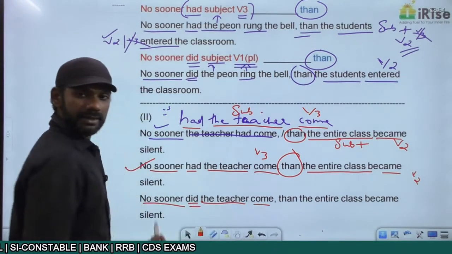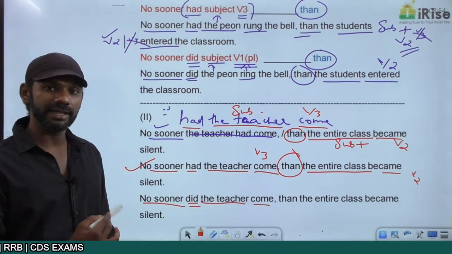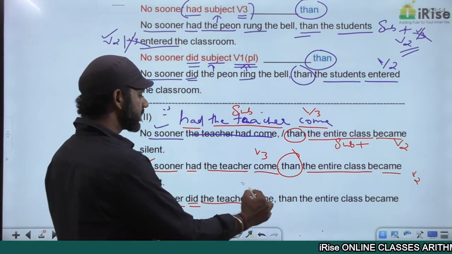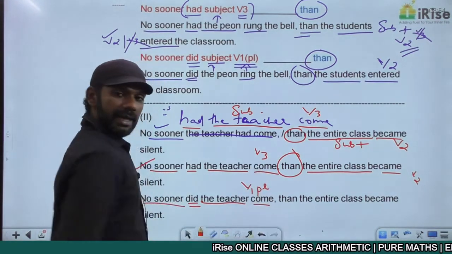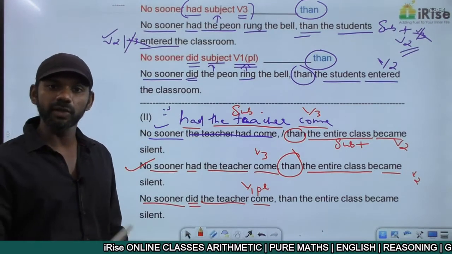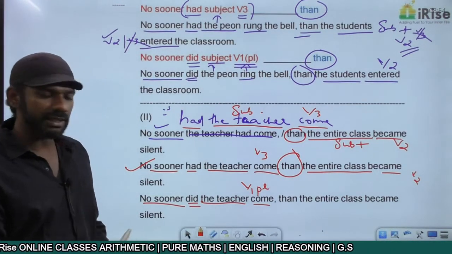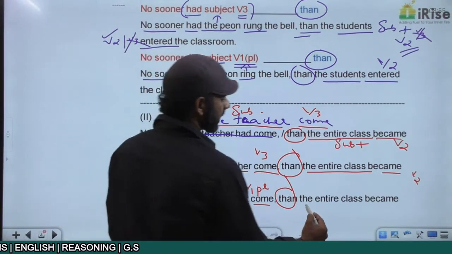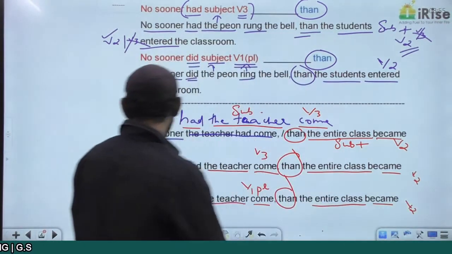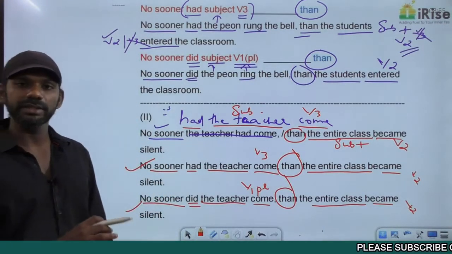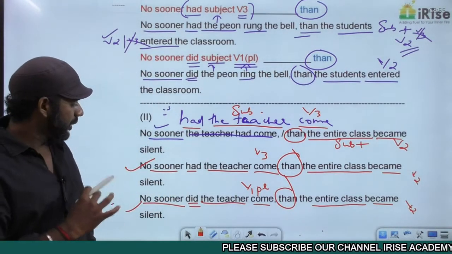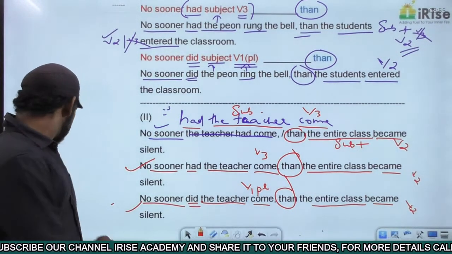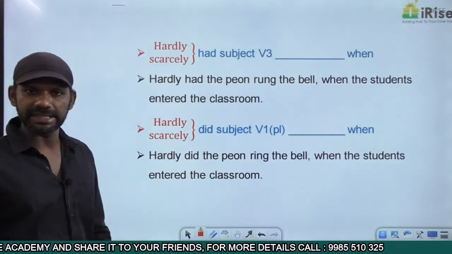In this statement, come is not V3 because there's nothing like did plus V3. It's always did plus V1 plural. So come in this statement is V1 plural. And it is plural because no S, no ES, no IS. No sooner did the teacher come than the entire class became silent. The entire class is subject here, became is V2. These two sentences mean the same. The only thing is they are expressed in two different forms. So that's it about no sooner sentences.